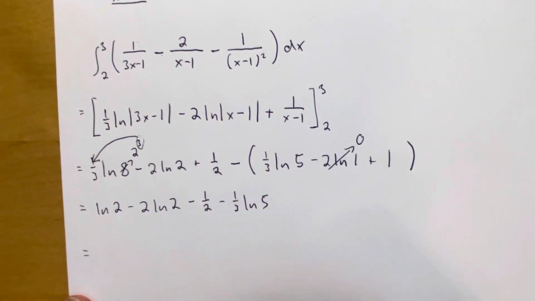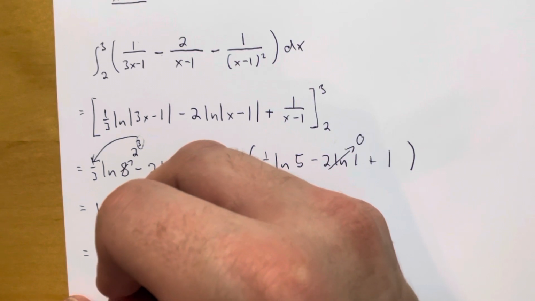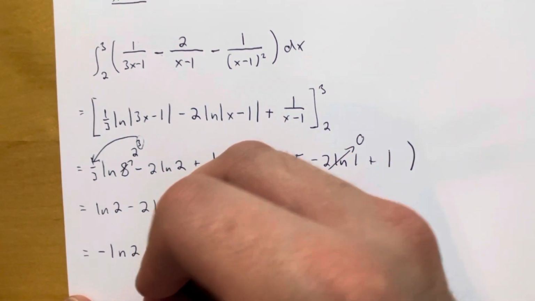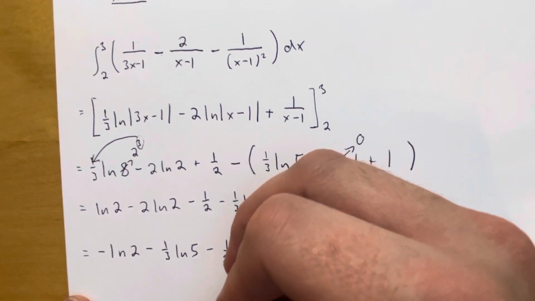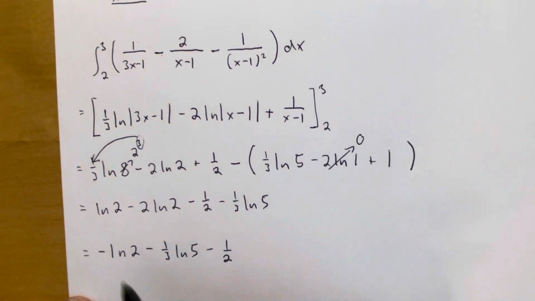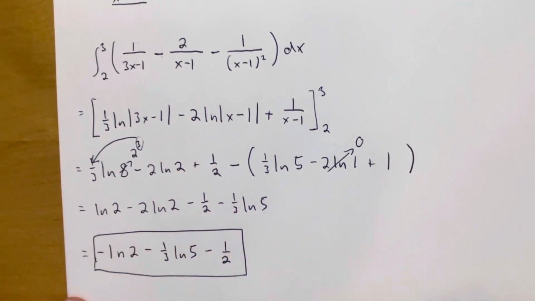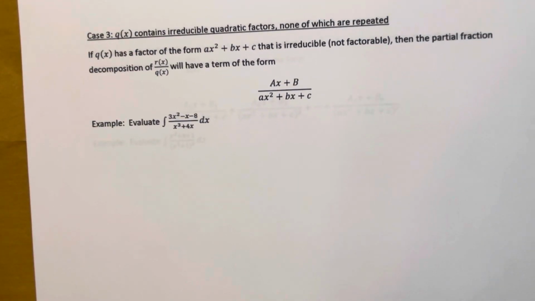Let's do that last thing that I said I was going to do. Combining these gives me the minus natural log of 2. Let's move the natural log so they're all together. Minus 1/3 natural log of 5 minus 1/2. And this is as simple as I think I'm going to make this. It is possible to simplify it a little bit further, but that's good enough for me. Okay, let's leave it at that. So there we go. There's another one down. Let's keep working through the other cases.